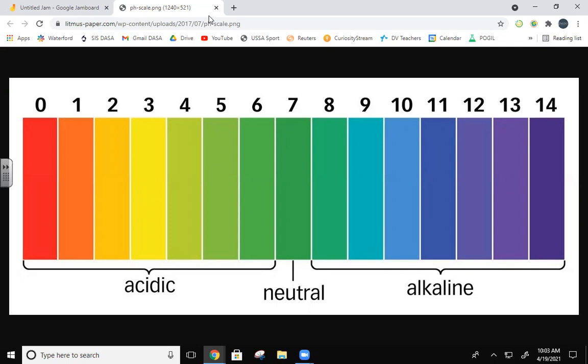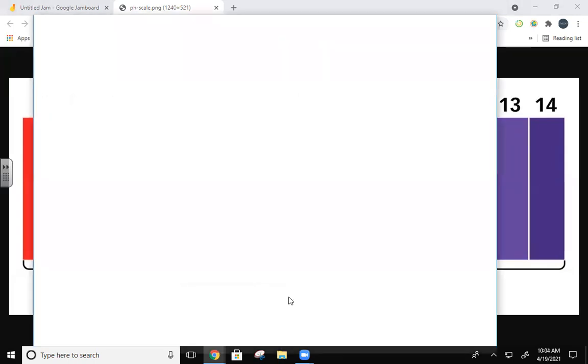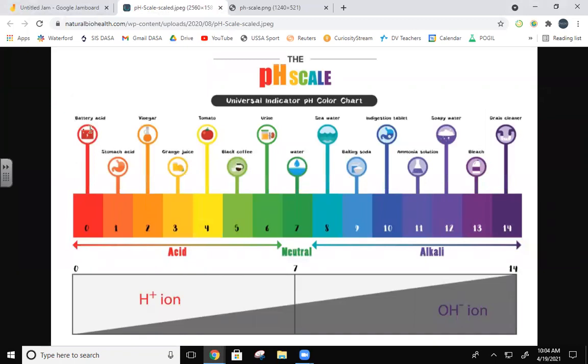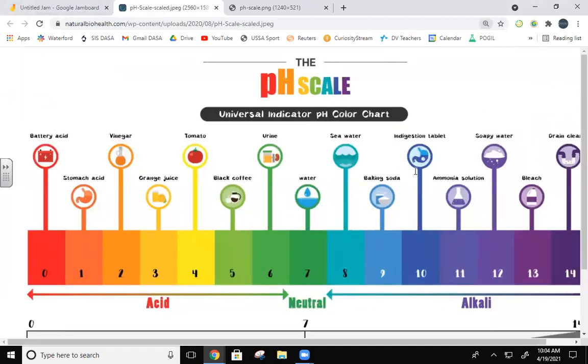Okay. So oftentimes the pH scale looks like this, or sometimes they'll give you some examples. Battery acid, stomach acid, vinegar, orange juice, tomato juice, black coffee, urine, water, seawater, so pure water and salt water, baking soda, indigestion tablets or antacid tablets. Let me zoom in on this a bit. Soapy water, ammonia, bleach, drain cleaner.